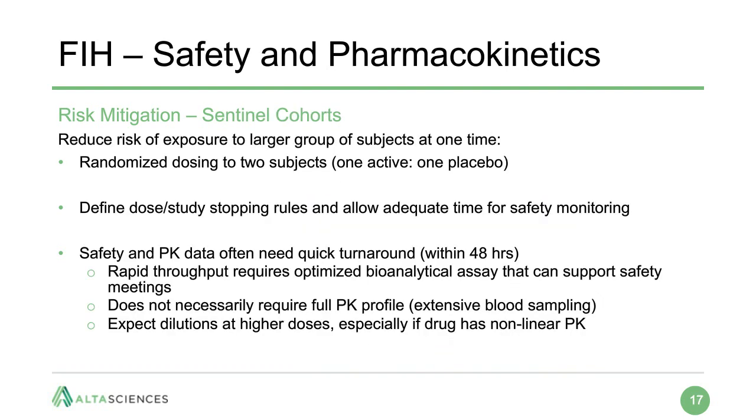So even after we've established what we think is a safe starting dose, in dosing the first cohort of subjects in a first-in-human study, CROs and sponsors will often use a sentinel dosing strategy whereby 2 subjects are randomized 1-to-1 to receive either active drug or placebo. And this is because there's still a level of unpredictability that can't always be accounted for with new drugs, especially those that may be from a novel drug class.